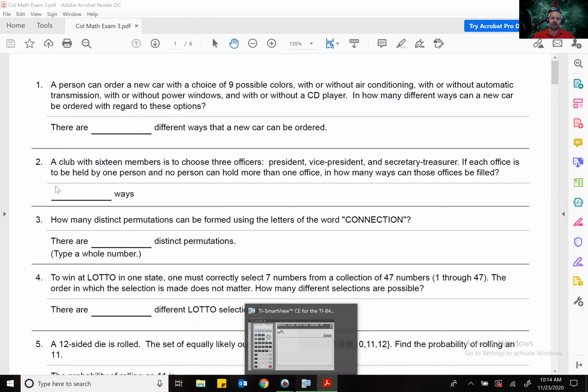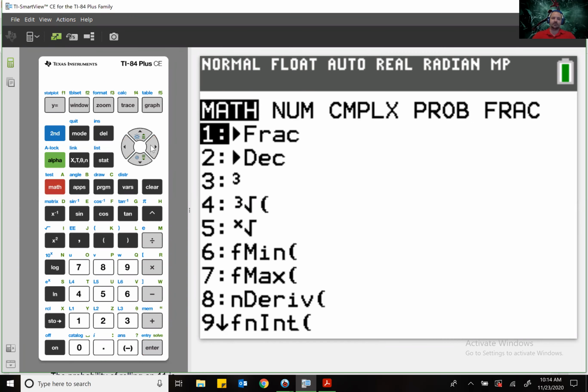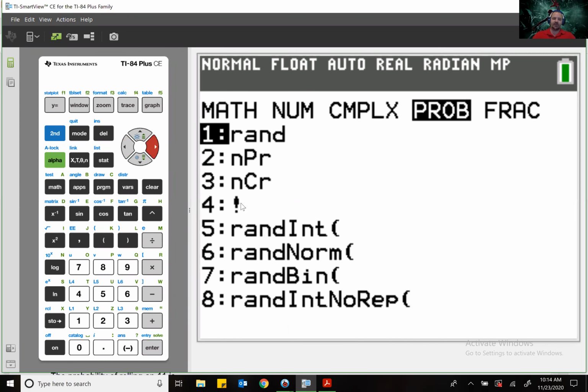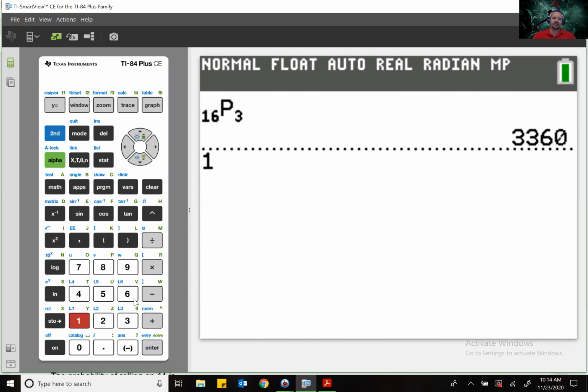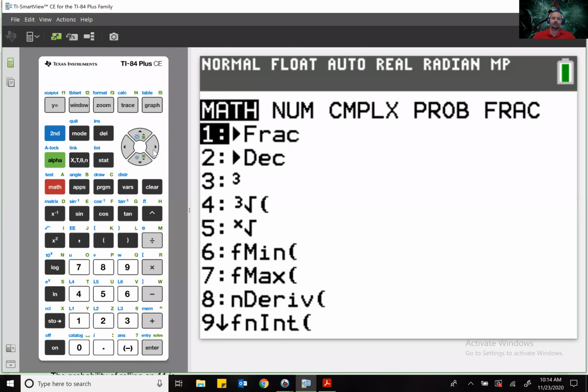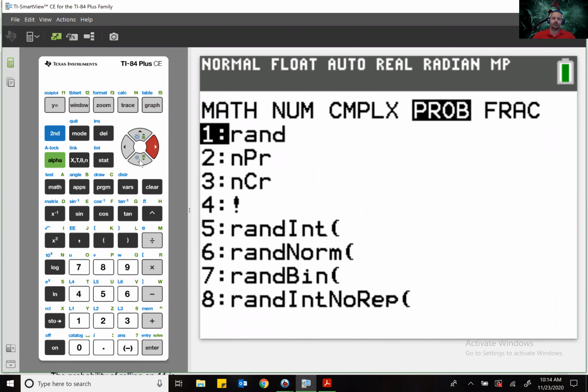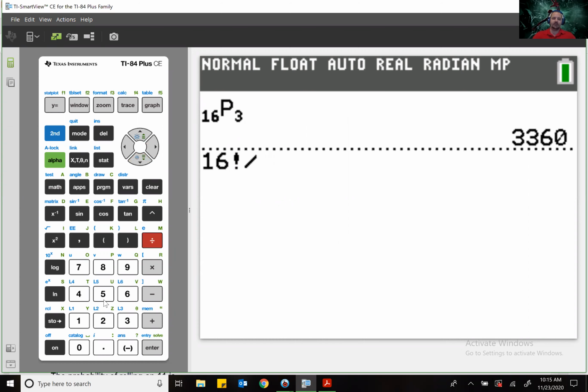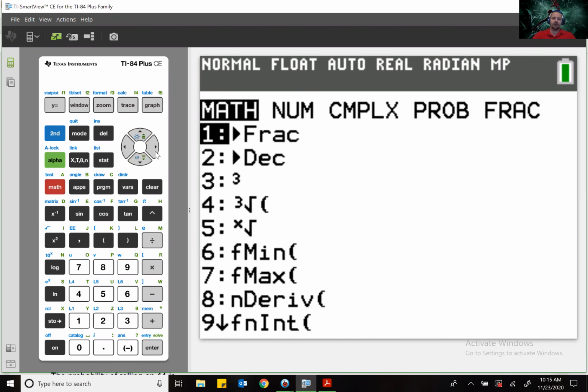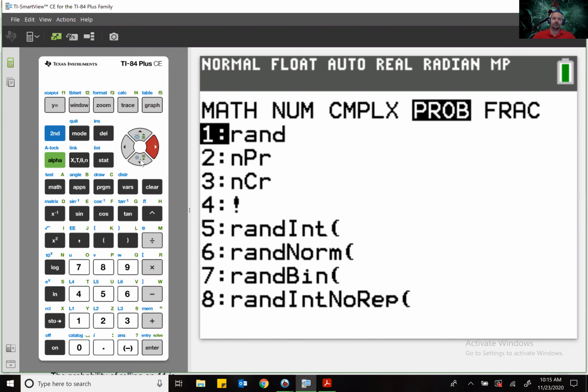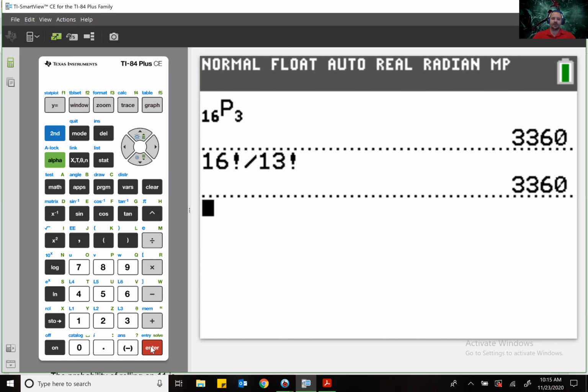Okay. And also, if you saw on your calculator, if you wanted to, math, go to prob. Hey, there's the factorial. So you could have come out here and put 16, math, go to prob, scroll down to factorial, divided by 13, go to math, scroll all the way to prob, factorial. And there's your answer too. So lots of ways that you can do it.